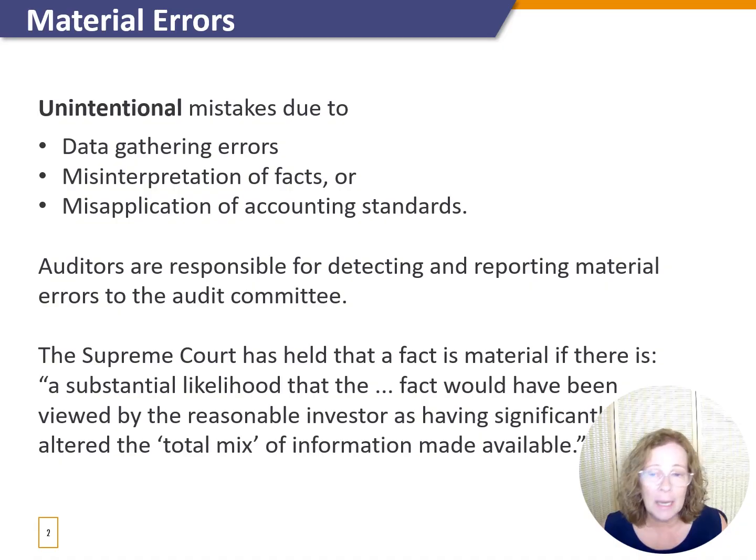Auditors are responsible for detecting and reporting material errors to the audit committee. But what makes an error a material error? A material error means false or misleading information that could reasonably affect a decision to extend or deny credit to the buyer. The Supreme Court stated that an error is material if there is a substantial likelihood that the fact would have been viewed by the reasonable investor as having significantly altered the total mix of information made available.